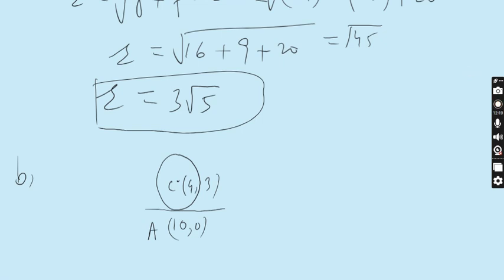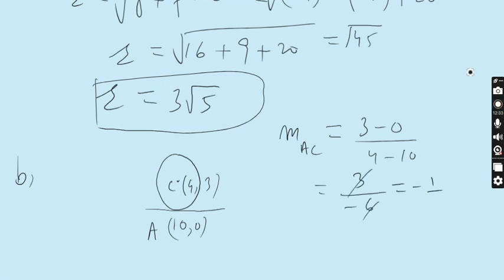Now first find the gradient of AC. Gradient of AC is 3 minus 0 upon 4 minus 10, 3 upon minus 6, minus 1 upon 2. And we have to find the equation of the tangent. You know this is the radius, and the angle between the radius and the tangent is always 90 degrees. So we need the perpendicular gradient, which I assign as m1. If the gradient is minus 1 upon 2, then the perpendicular gradient is the negative reciprocal of minus 1 upon 2, that is 2 upon 1.